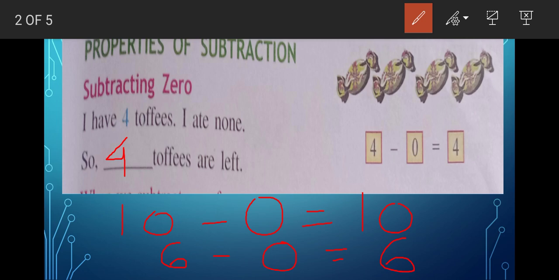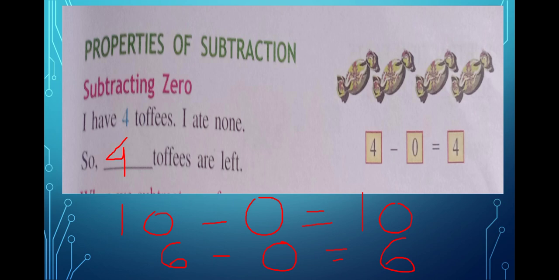Okay, so this is about the first property of subtraction. Now let us discuss. There is a rule: when we subtract 0 from a number, we always get the same number. So what is the first property? When we subtract 0 from a number, we always get the same number.